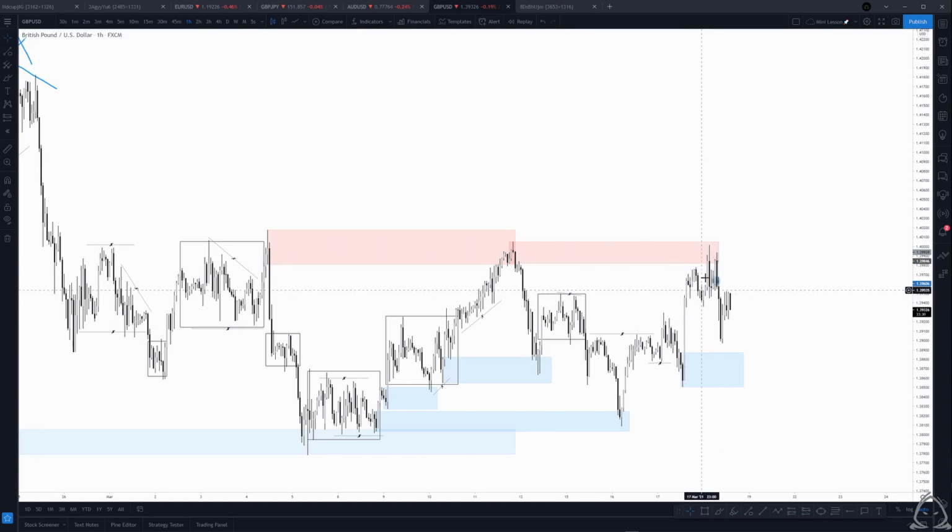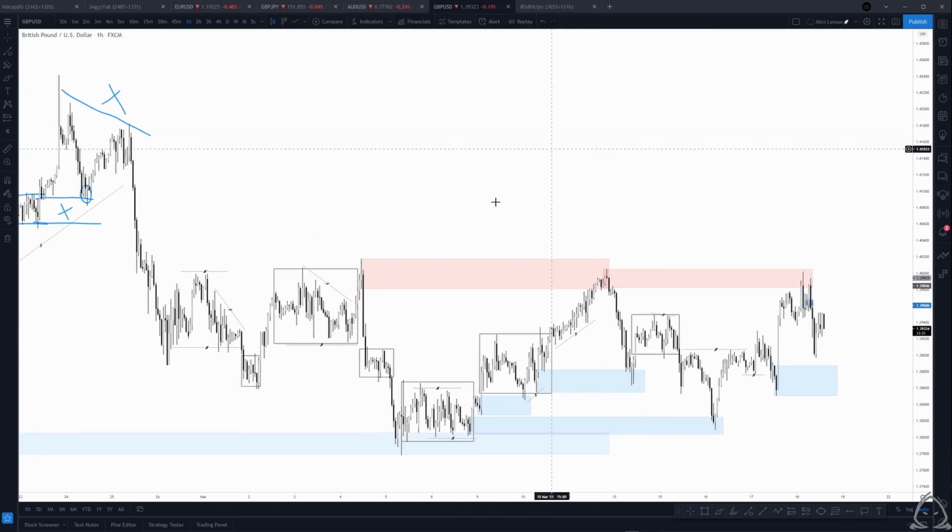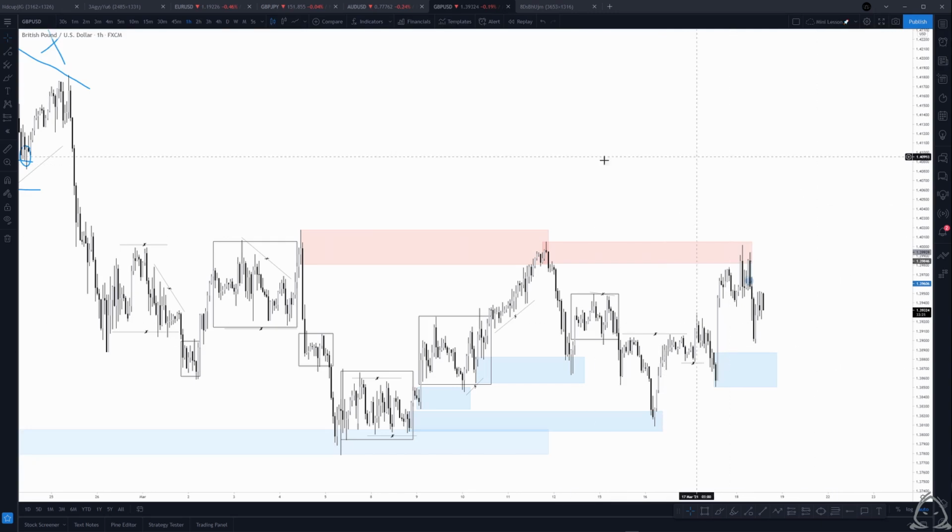We start to create range bound liquidity. We sweep that liquidity, and now we've come back down to fill in this imbalance. And it's all of the components of our strategy into one really nice example that I just thought of as we're going through this now.